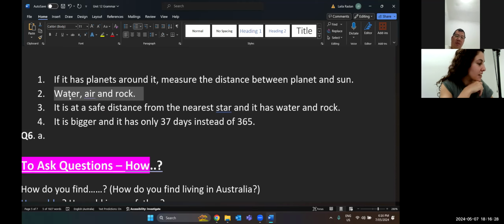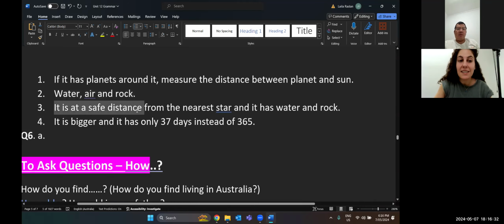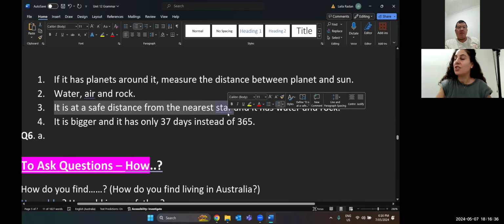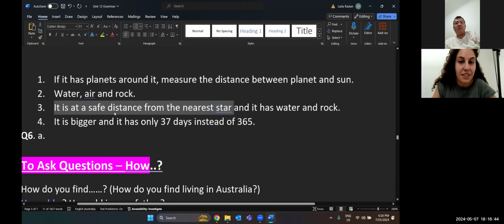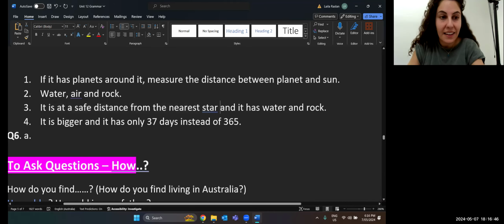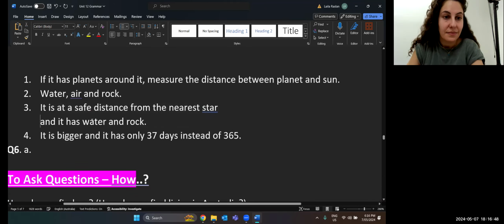How is Gazelle 58G1 similar to Earth? Well, it's at a safe distance from the nearest star. So it's not too close to the sun. So that's good, because then we will burn, we'll be in too much heat. So it's at a safe distance. And it has water and rock.